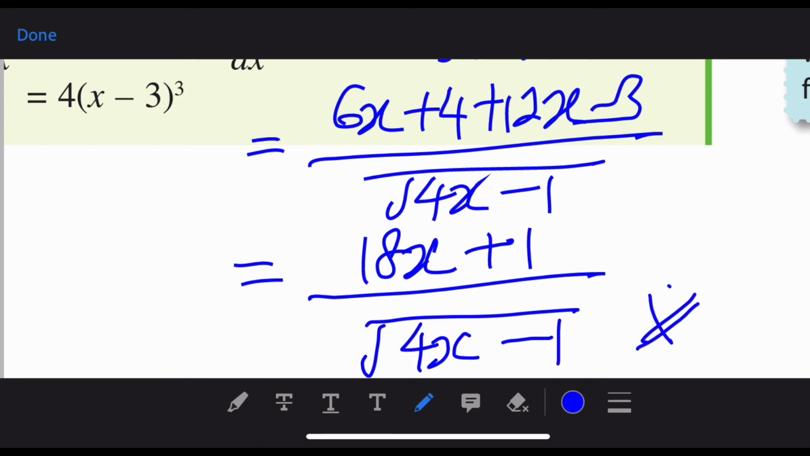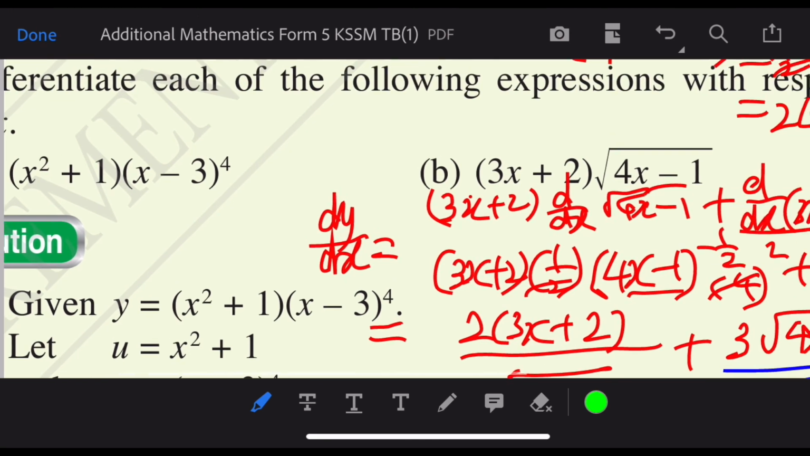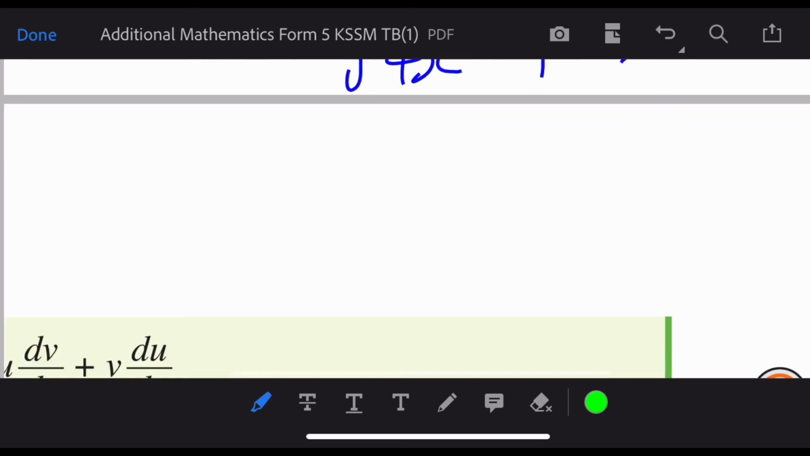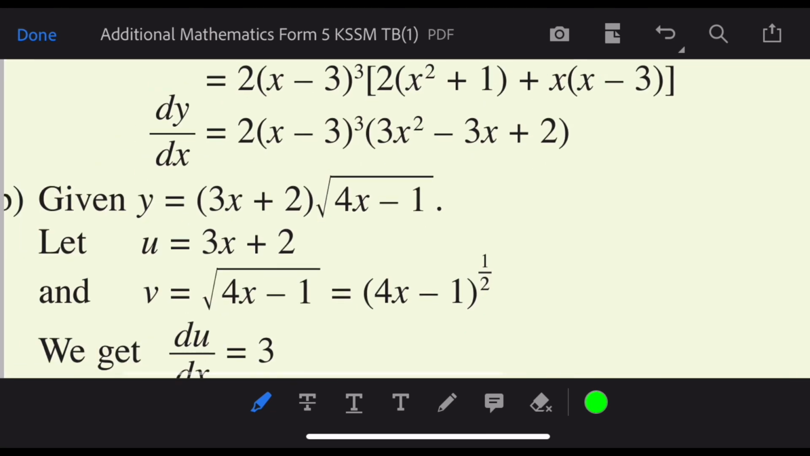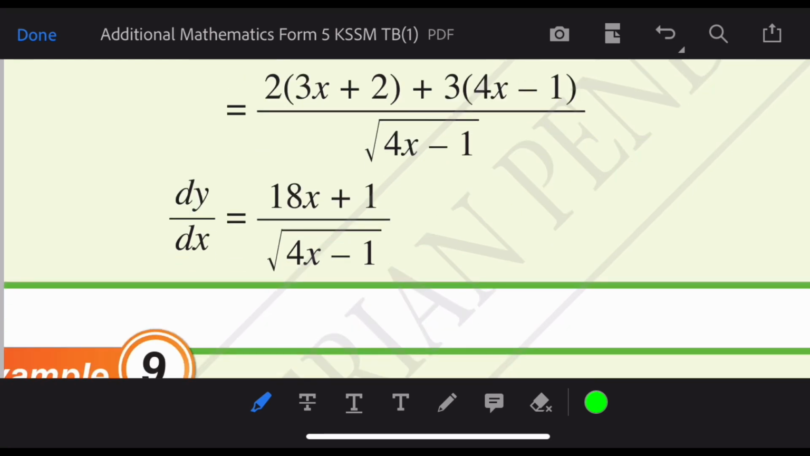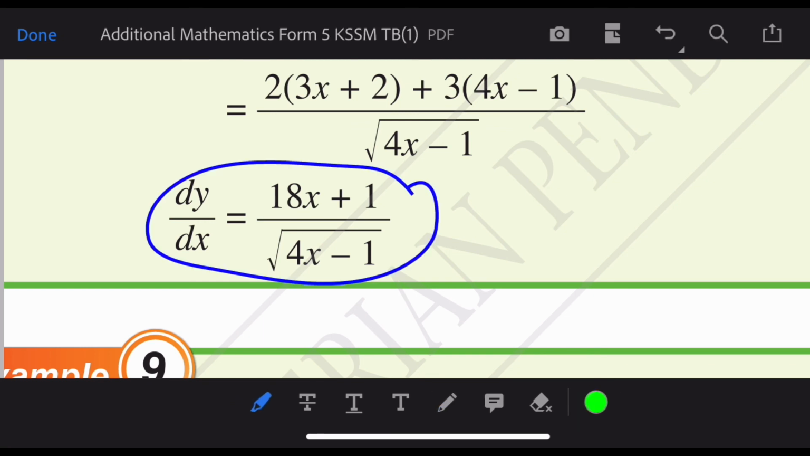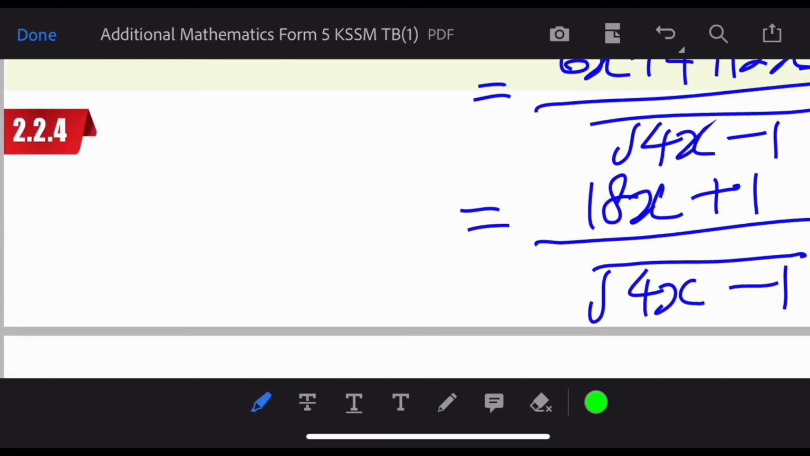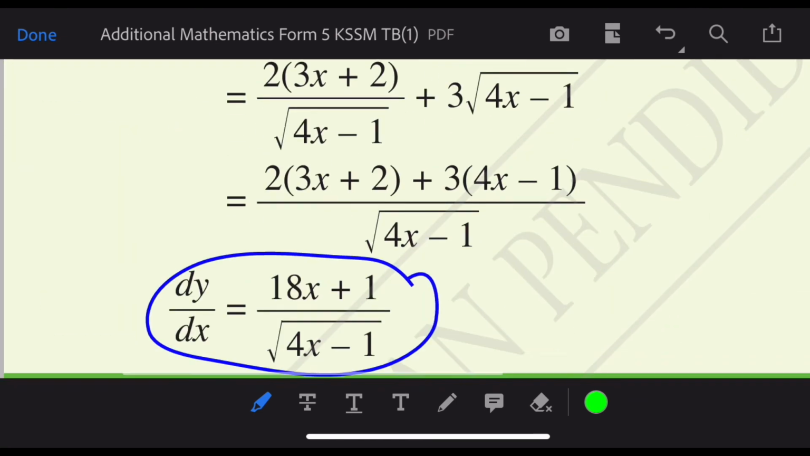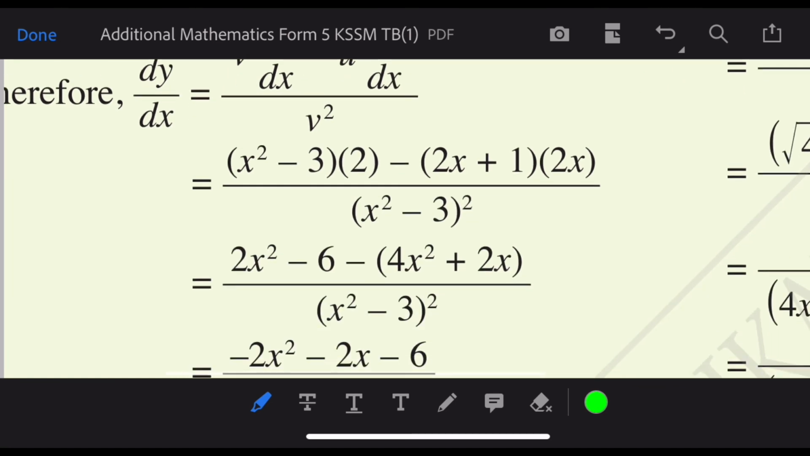This is the answer after we use the product rule for B. It's very complicated. See, the answer here is very complicated: 18x plus 1 over square root of 4x minus 1. Same answer. Who is this one? v du dx minus u dv dx over v squared.